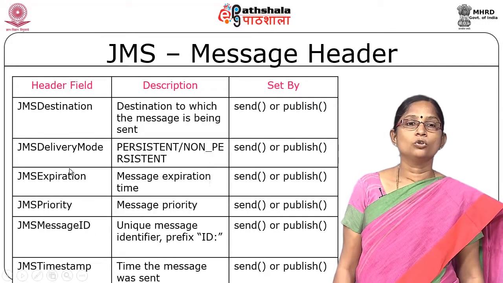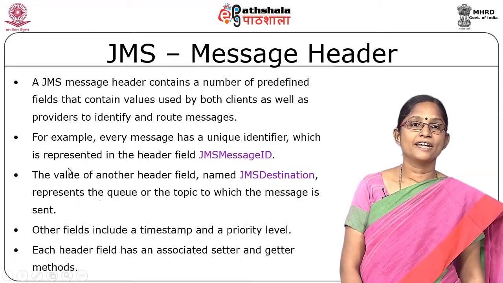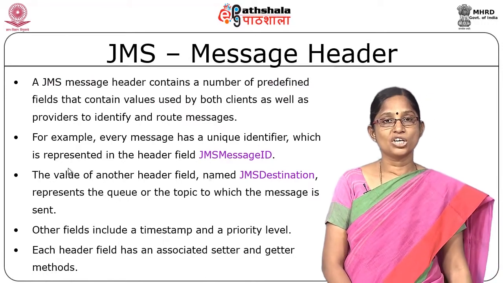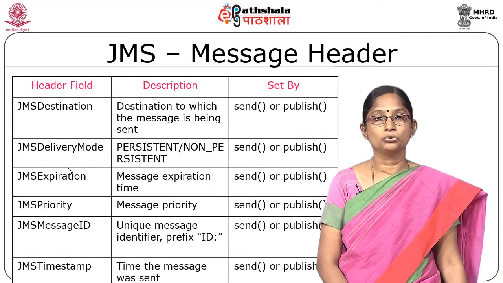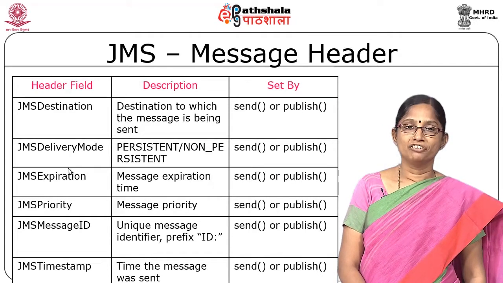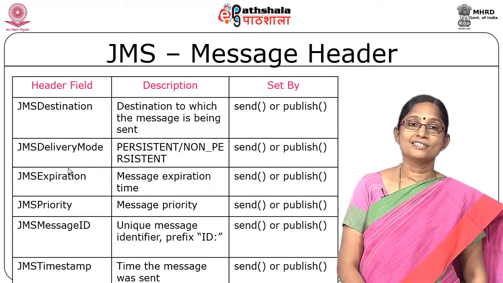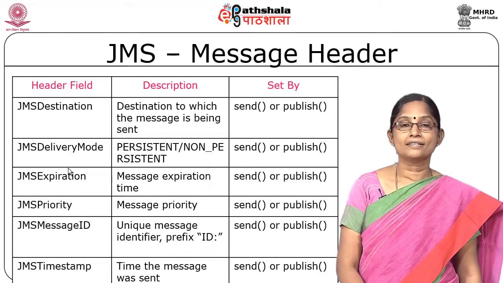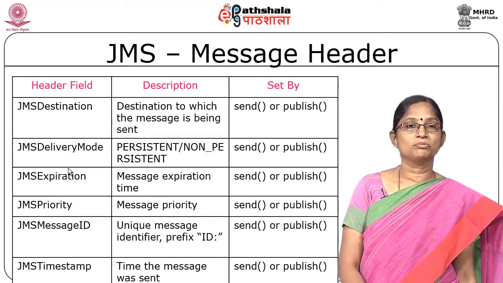Now, let us go through the header fields. Earlier I explained two fields, message ID and destination. Now, let us go through all of the header fields one by one. The very important field is JMS destination. The destination to which the message is intended or targeted to be sent is given by this header field. Again, this header field is set only by the send method or publish method.